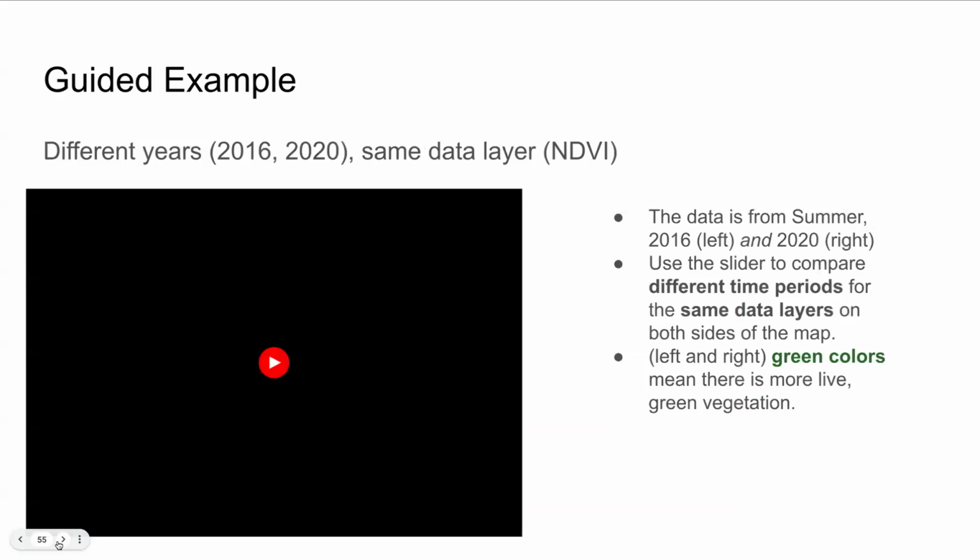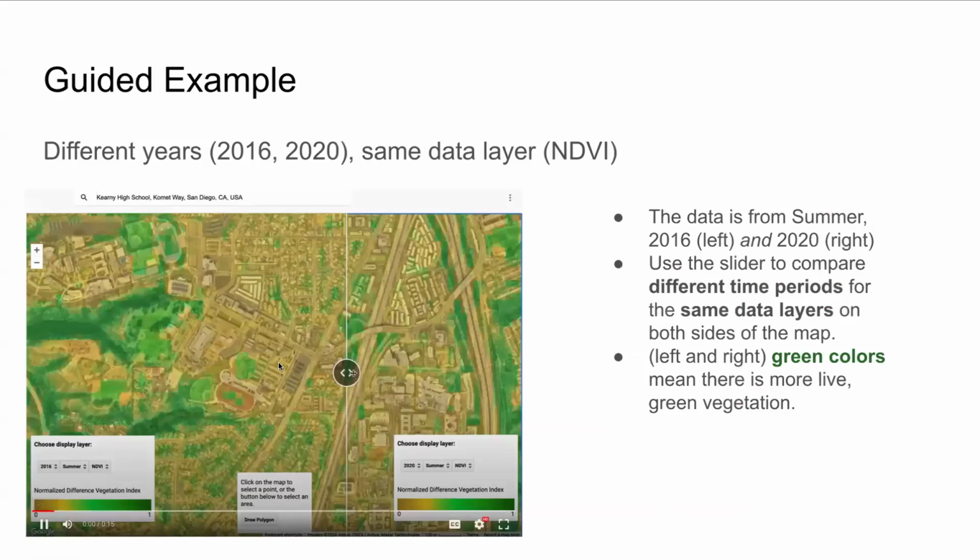Another way you can look at this is instead of picking one time period and different layers, you can pick two time periods and the same layer. So this is what this video is showing. Here we've got 2016 on the left and 2020 on the right, and we've got the same layer on both sides. So any changes that you're seeing are actually reflective of the time period, not the data layer.